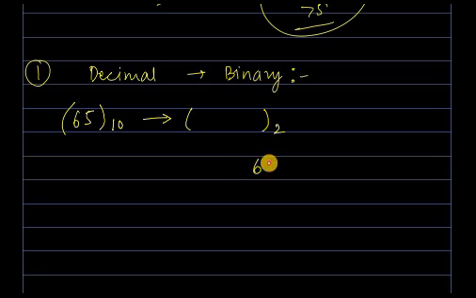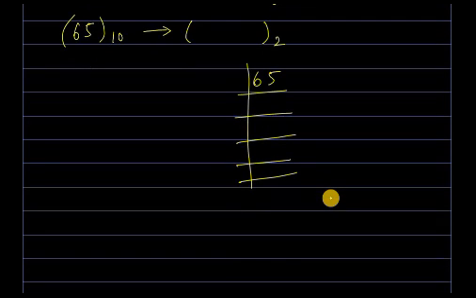It's very easy. You just have to write 65 and divide this number by the base of the number system in which you want to convert it. Since in this example we want to convert this number into binary, the base of binary is 2, so we'll divide this number by 2. The concept is very simple. If a number is to be converted from decimal into binary, we divide it by 2 because the base of that number system is 2.